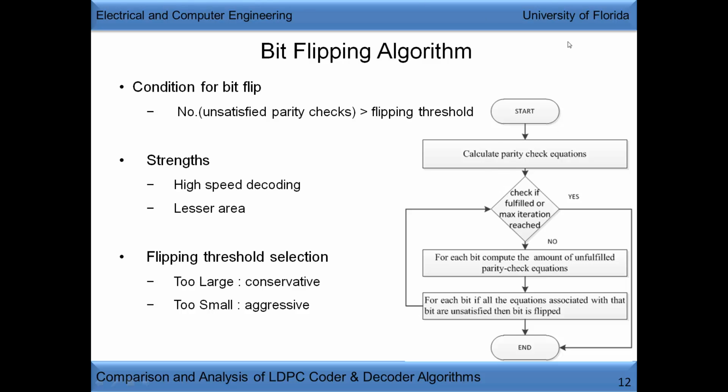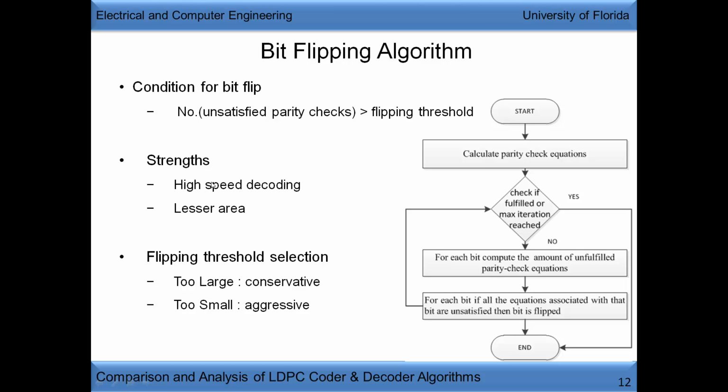So we start by calculating the parity check equations. If the equations are fulfilled, then the algorithm ends because the value has been decoded. If it's not fulfilled, then for each bit you compute the amount of unfulfilled parity check equations, and for each bit, if all the equations associated with that bit are unsatisfied, then the bit is flipped.